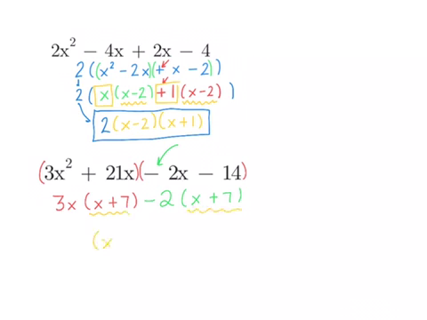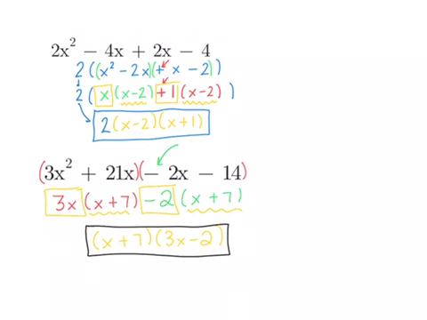I can factor out that x plus 7, and in the first term, it will leave me with this 3x. And in the second term, it will leave me with this minus 2. So this factors into x plus 7 times 3x minus 2.